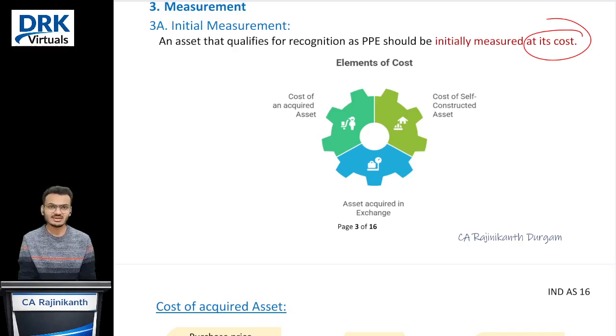How to determine that cost depends completely upon the mode of acquisition of that asset. Mode of acquisition means how we acquired that asset. Whether we acquired that asset by exchanging our own asset, or whether we acquired a ready-made asset that is available in the market, or whether we are self-constructing our own asset. Okay, let's discuss the cost determination for each case.